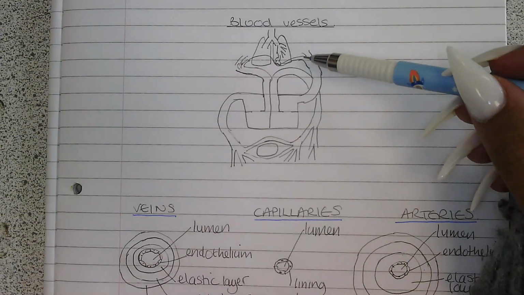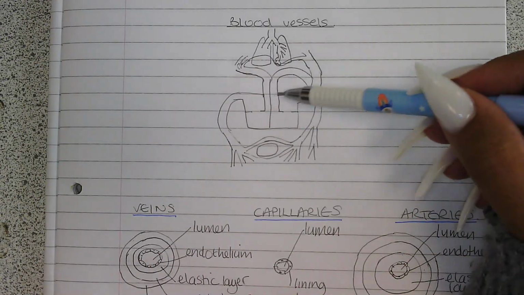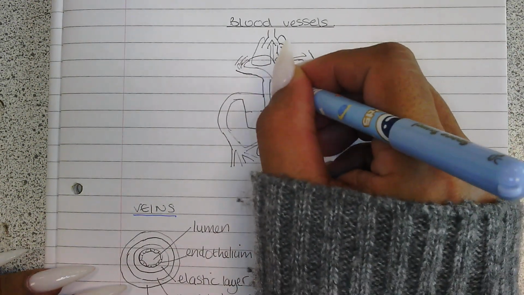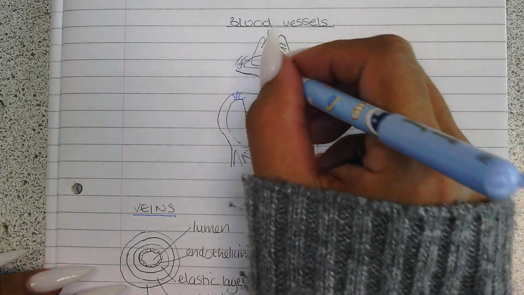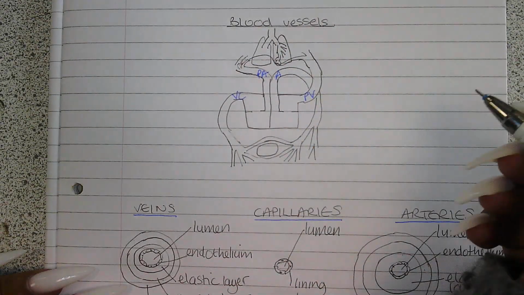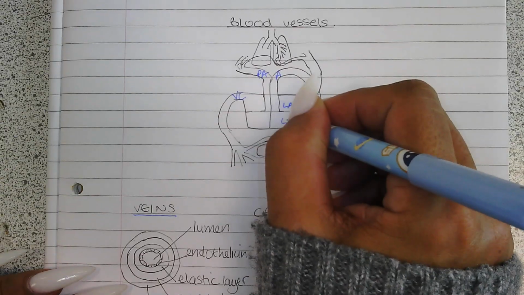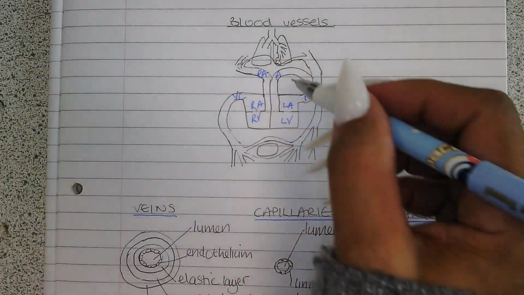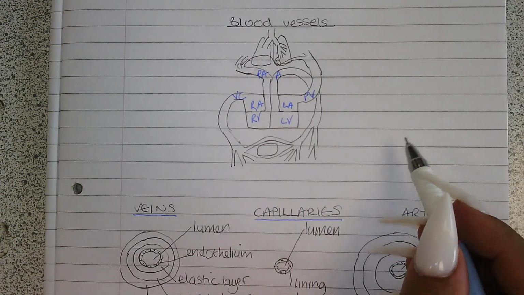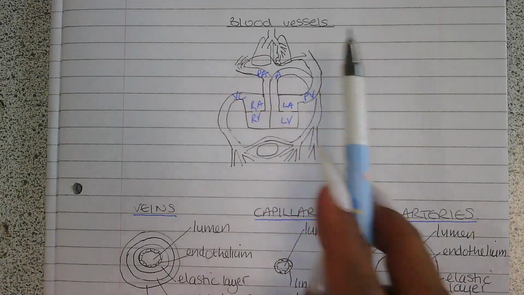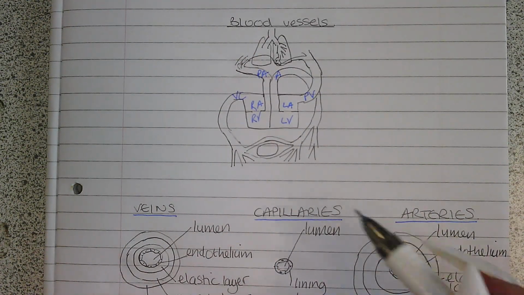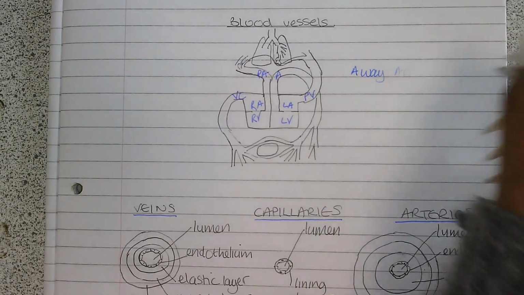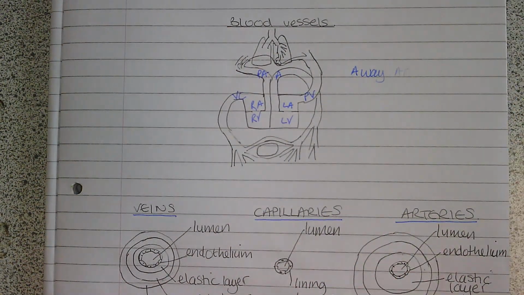Now, we have the 4 blood vessels associated with the heart. We have our pulmonary vein, we have our aorta, we have our vena cava, and we have our pulmonary artery. We have our left and right atria and ventricles. We can consider the blood vessels on the right-hand side of my diagram to be arteries. They are carrying blood away from the heart. So A for away, A for arteries.